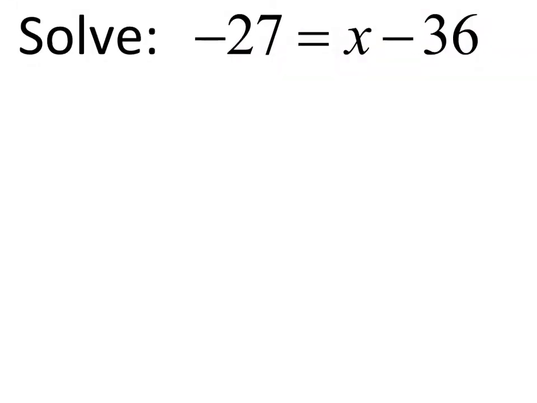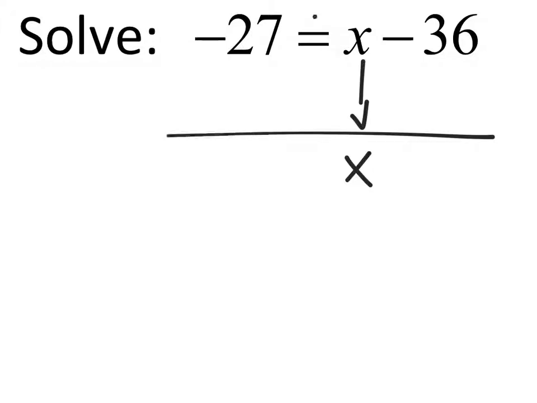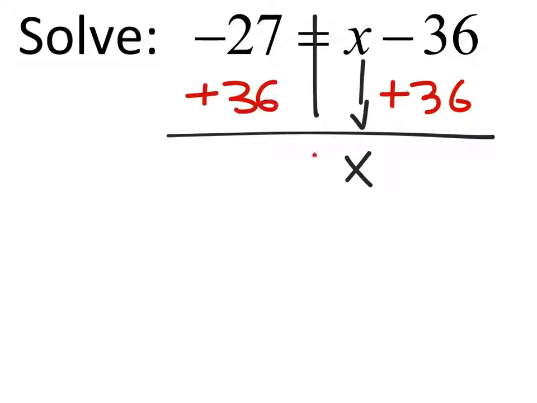Here we got negative 27 equals x minus 36. Now this is pretty nice because if I can just drop this x, we'll be in good shape. I just don't want that minus 36 there. So if I add 36 to both sides, and again this negative 27 plus 36 you can do in a calculator, but when we do that we should get a positive 9.